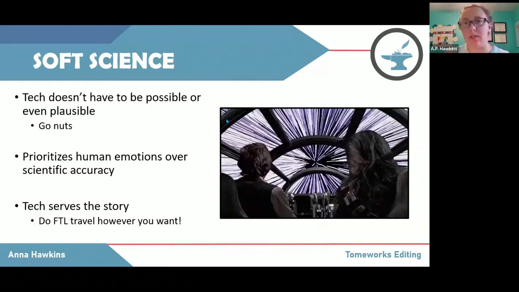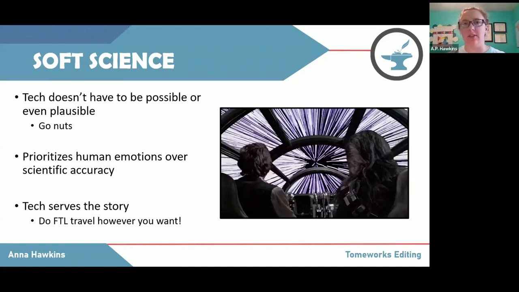All right. So soft science fiction. We'll get into that one now. In soft science fiction, when you're writing, technology does not have to be possible or even plausible. Essentially, you can go nuts. So this is where you get your Star Wars style hyperdrives, where you don't have to worry about time dilation or anything like that. In soft science fiction, the tech generally serves the story.